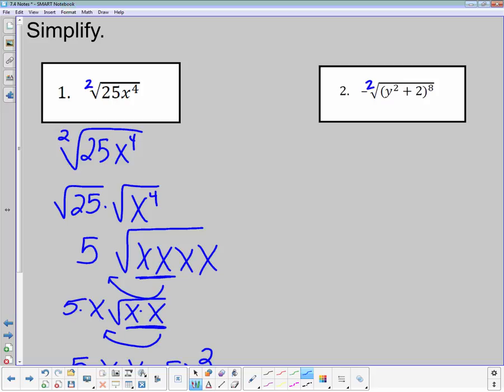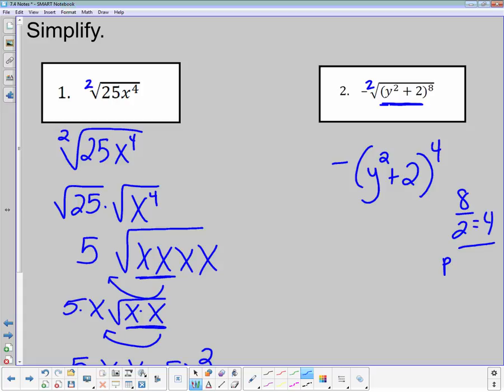So we're looking for pairs of 2. And if we look underneath our radical here, we have 8 of y squared plus 2. So if we want pairs of 2, we're going to have a negative y squared plus 2 to the 4th power, because 8 divided by 2 is going to give us 4. So we know that there are 4 pairs. And so we brought 4 pairs out in front, and we still have that negative. So that's going to be your answer.